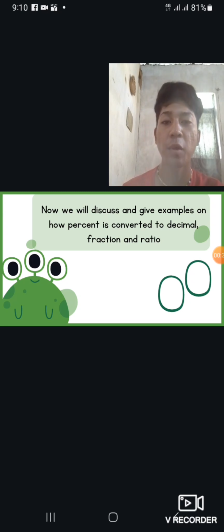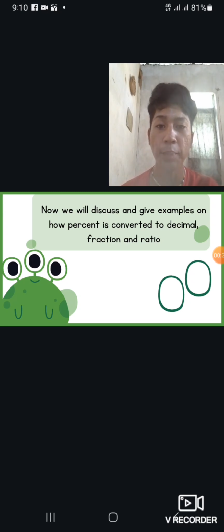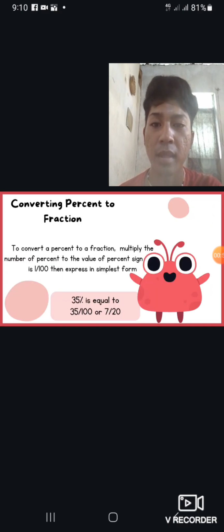Now we will discuss and give examples on how percent is converted to decimal, fraction, and ratio. So we are going to visualize the percent through converting the percent to decimal, fraction, and ratio. First, we have converting the percent to a fraction.